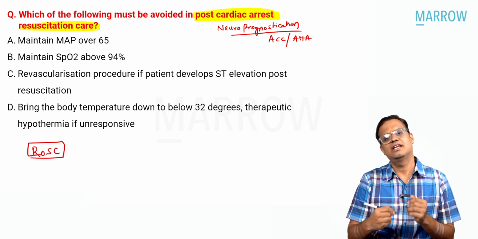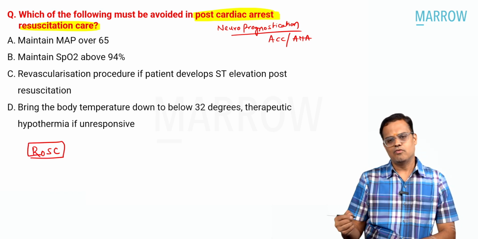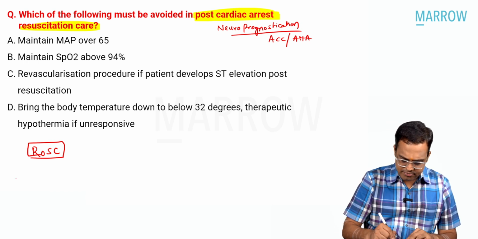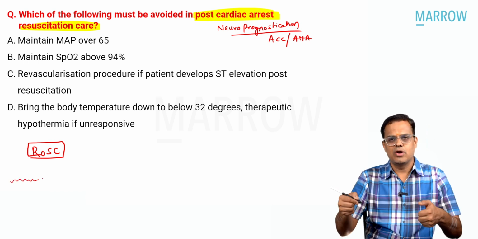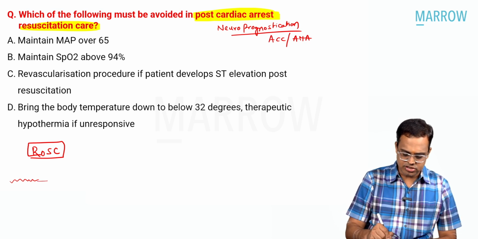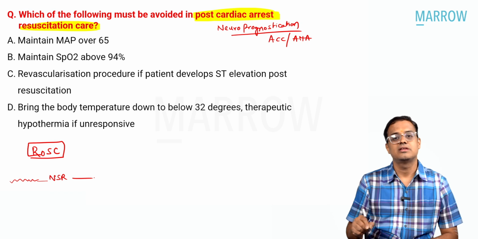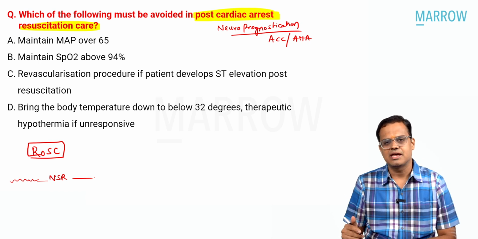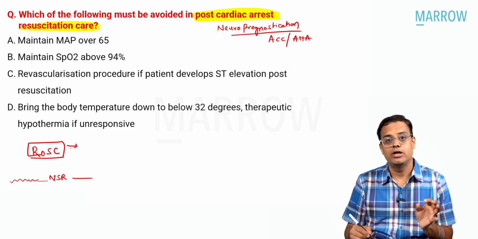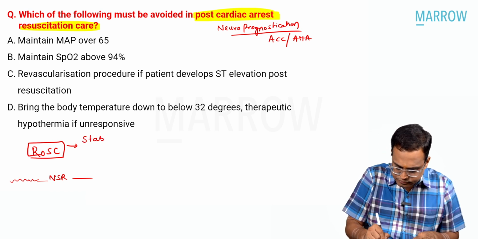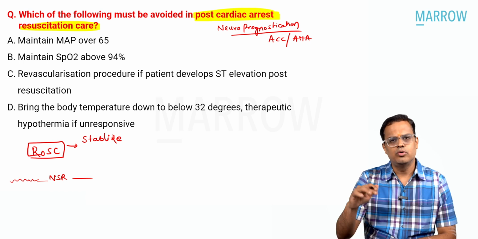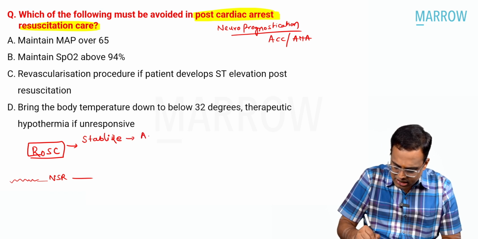First we'll see the theory, then let us rule out the options. So once the patient has got return of spontaneous circulation, imagine a situation like this: the patient has got ventricular fibrillation, you have given the shock, and he has got normal sinus rhythm. The moment he got the normal sinus rhythm, everything is fine. Then the first thing you have to do according to the guidelines is stabilize the patient. That means if the patient has not been intubated, put the endotracheal tube. That means advanced airway.